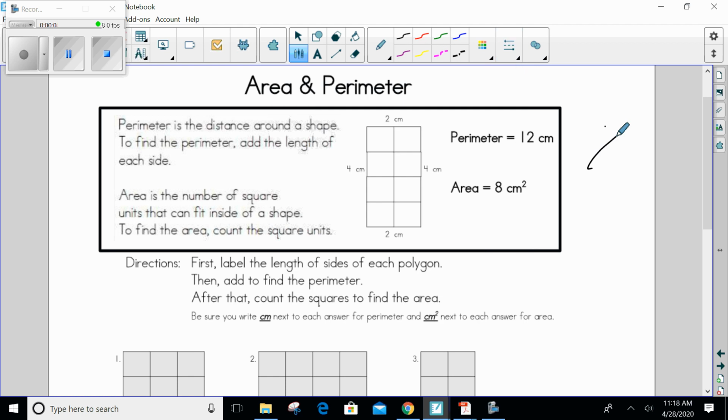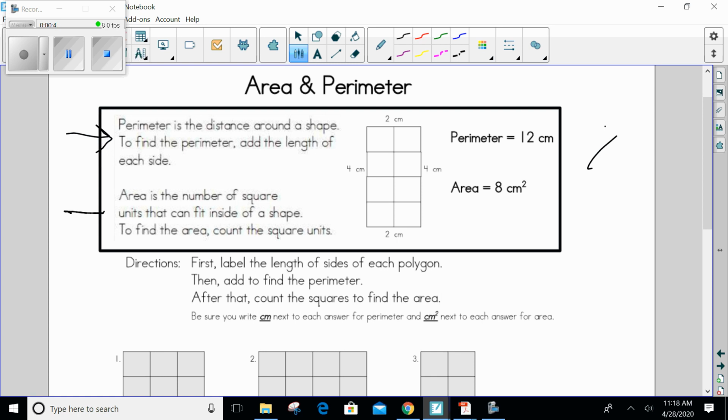All right, ladies and gentlemen, today we're going to do a review for area and perimeter. We are going to take one rectangle and find both the perimeter and the area of that rectangle. So let's read through this. Perimeter is the distance around a shape. To find the perimeter, add the length of each side.